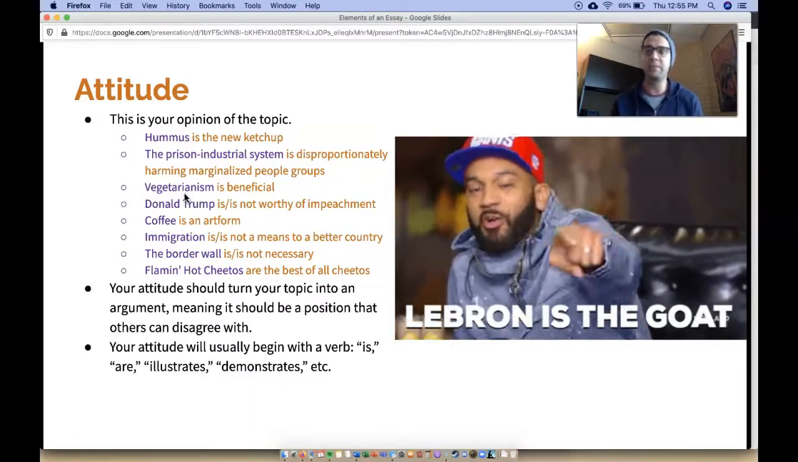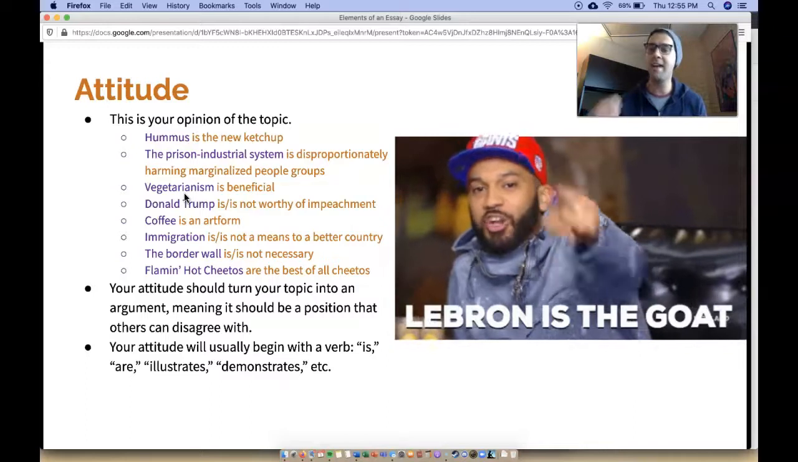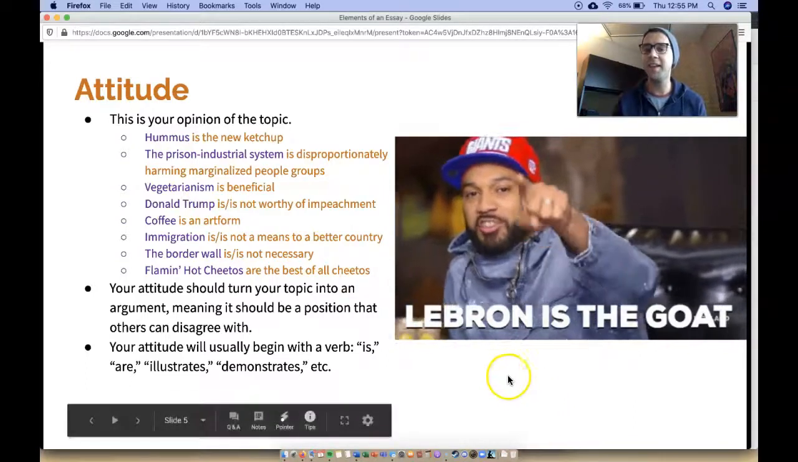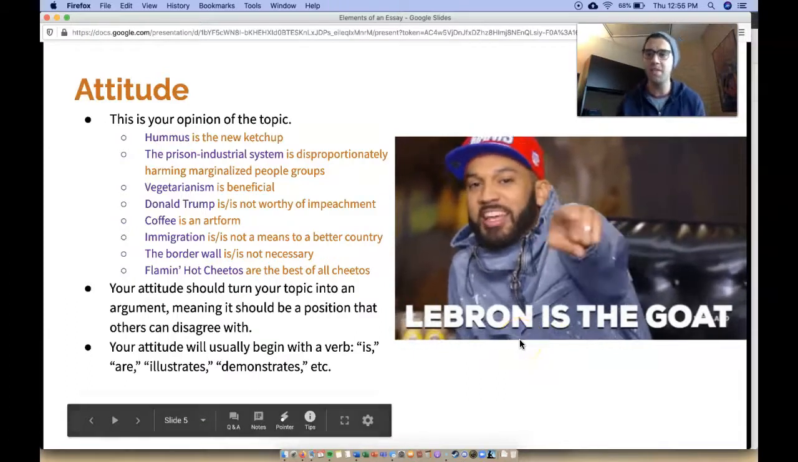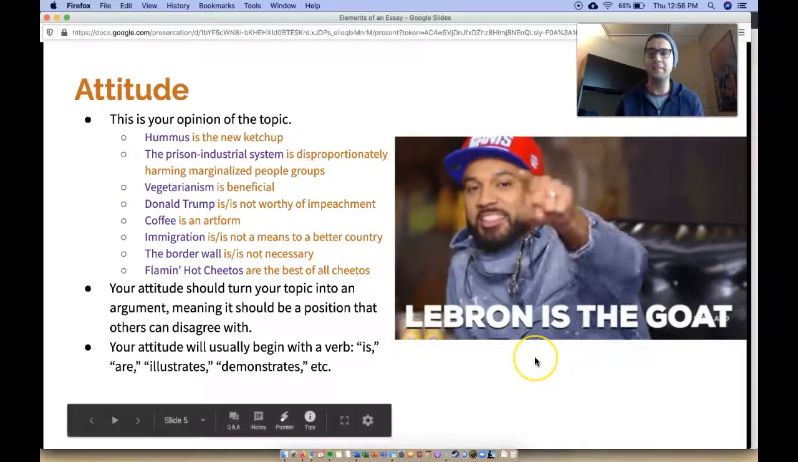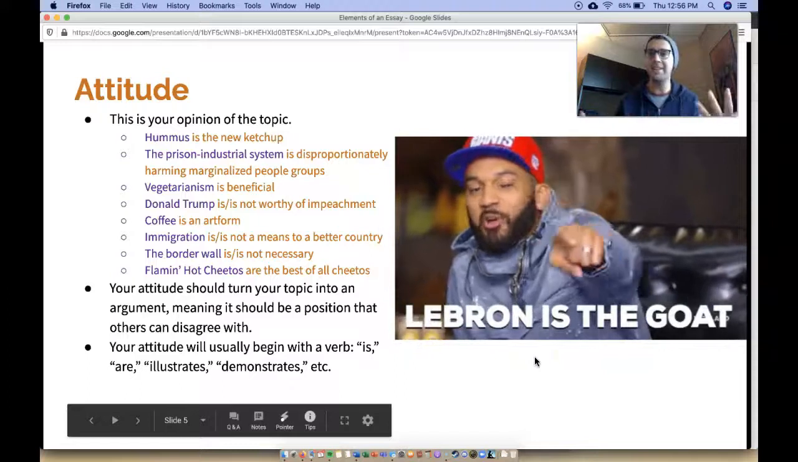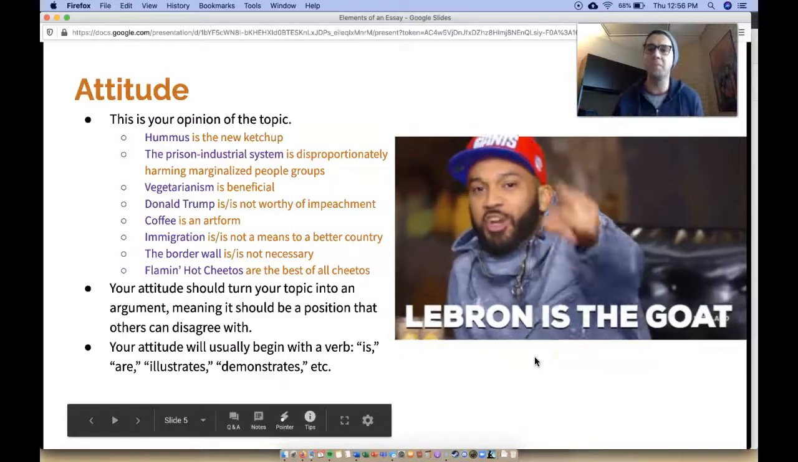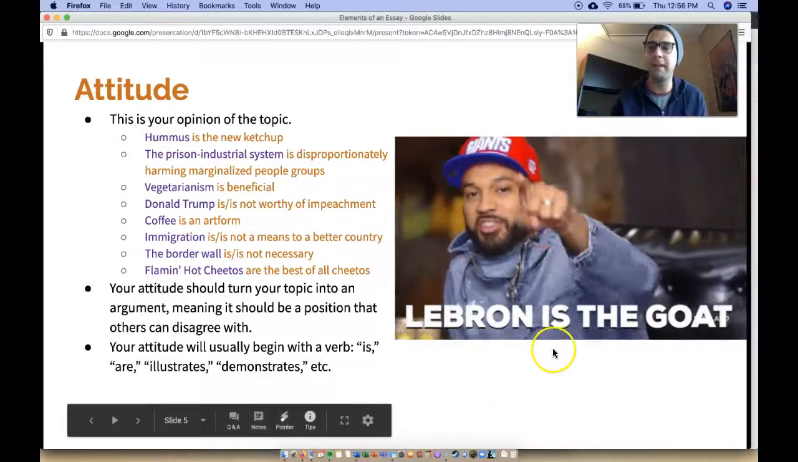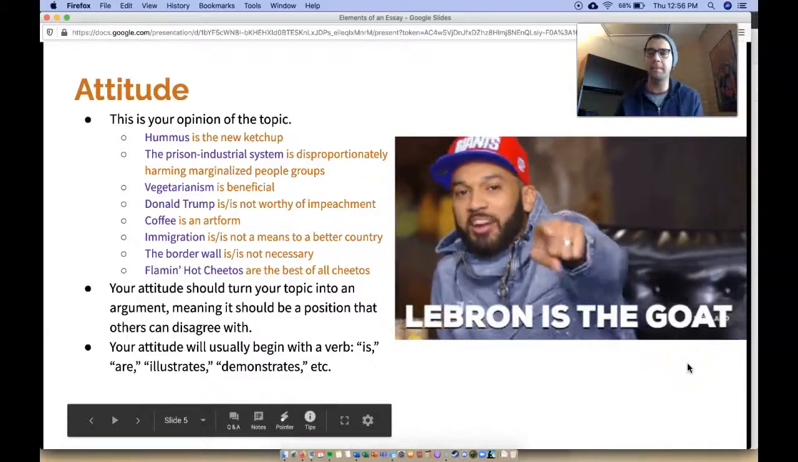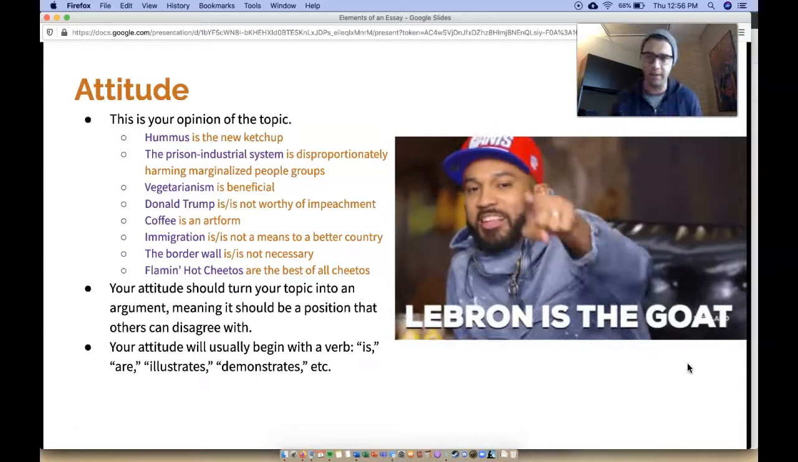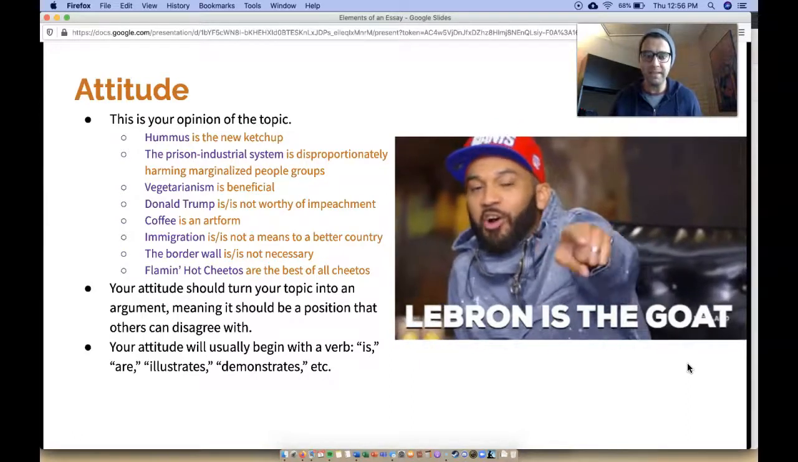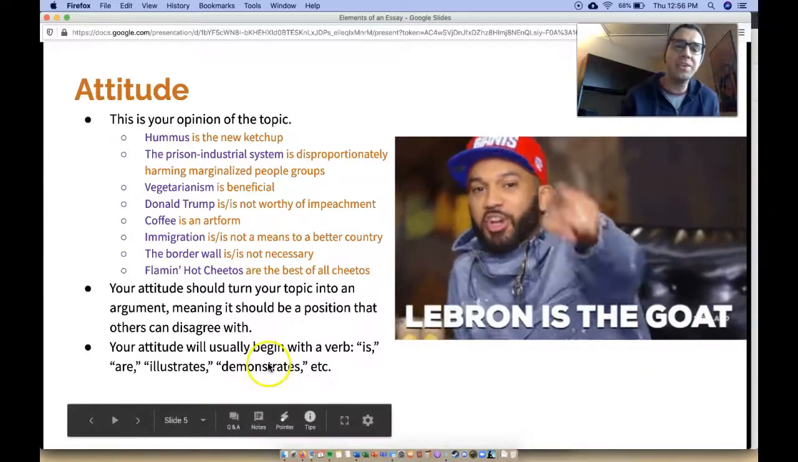For any basketball fans out there, I'm a huge basketball fan. I love the Mavericks. If you're a basketball fan and someone says this around you, LeBron is the GOAT, which means the greatest of all time, you know people are going to go crazy, because that's just how that conversation works. LeBron, the topic, is the GOAT, which becomes my attitude, and that's the thing that makes it into an argument that people can disagree with. Okay? Make sense?